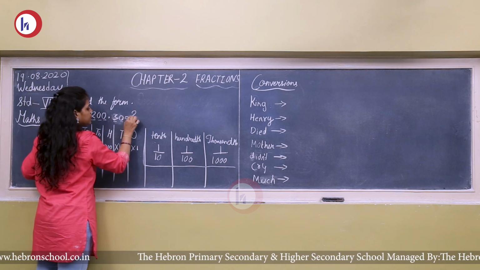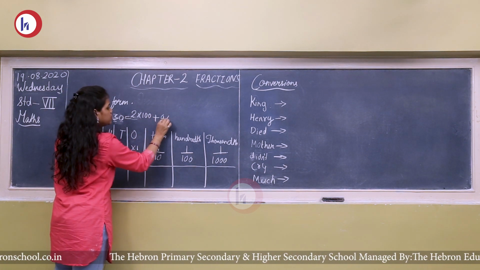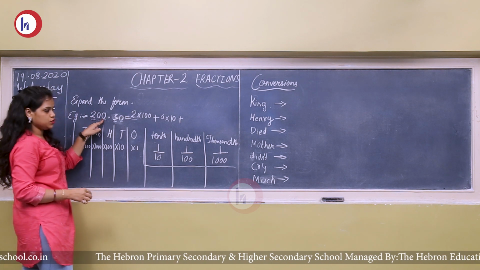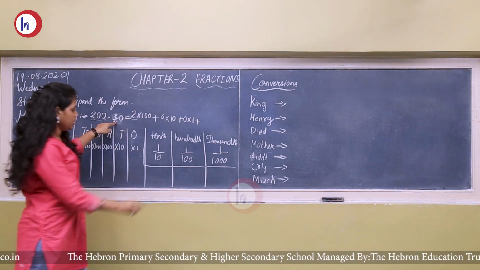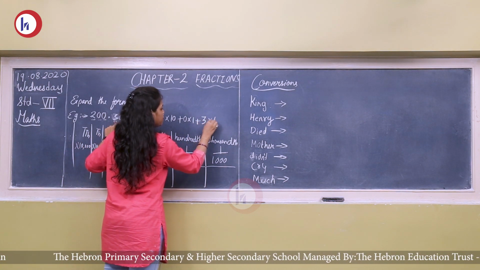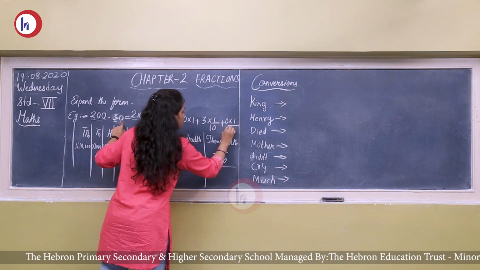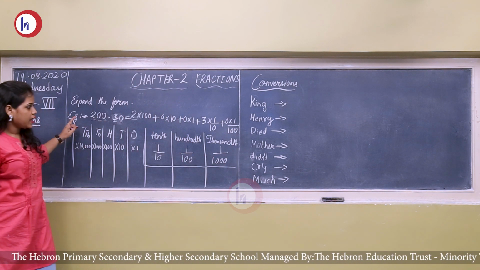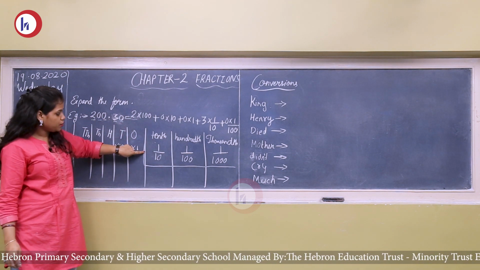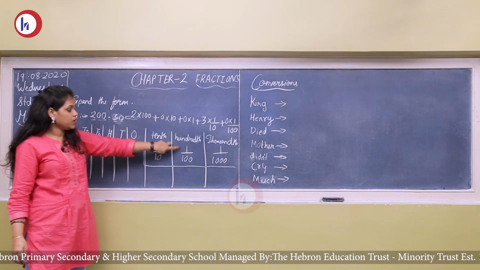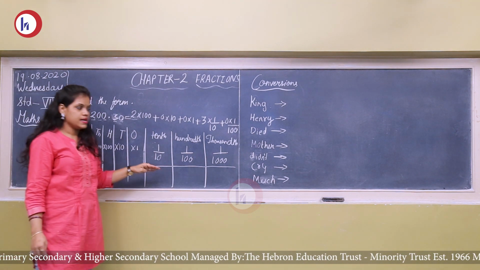Ones, tens, 100. First we will start with 2 multiplied by 100 plus 0 multiplied by 10 plus 0 multiplied by 1 plus, now after the decimal what will it be? It will be into 10. That is 3 multiplied by 1 upon 10 plus 0 multiplied by 1 upon 100. So this is your expanded form for a decimal. Keep in mind that after the decimal you are going to use 1 upon 10, 1 upon 100, 1 upon 1000 and so on. So this is the way to write the expanded form for decimal numbers.